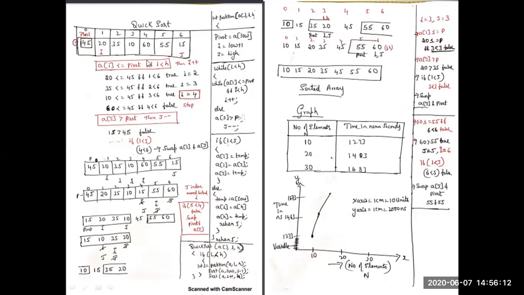Then the pivot element will be placed at the right position. Then you get the left subarray and right subarray. You need to return that particular pointer where the pivot element is. The left subarray will be low to j minus 1, and for the right subarray, low will be j plus 1, comma high. That's it. Hope you're clear with this, how exactly this works.